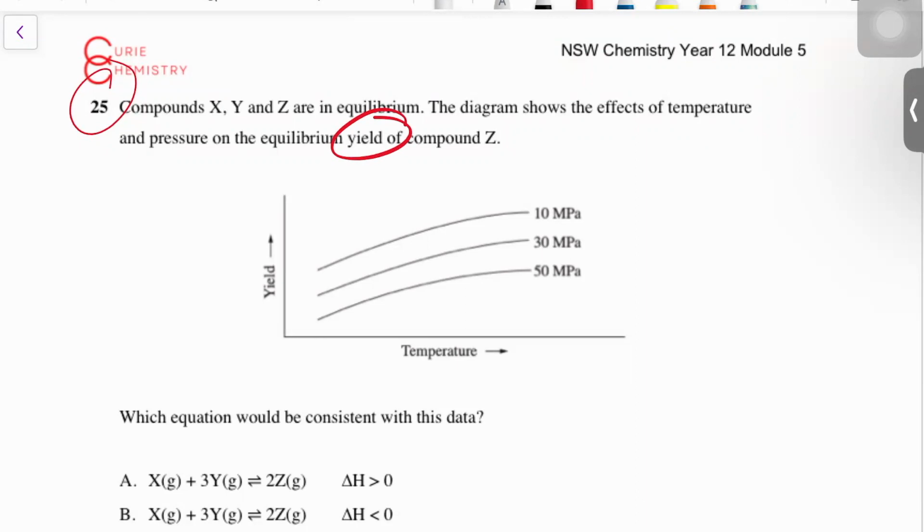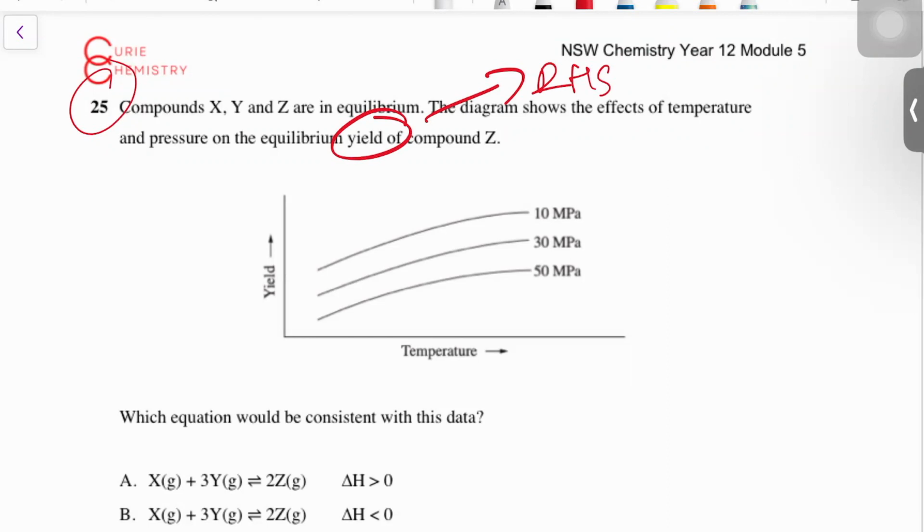The fact that you're yielding compound Z tells you that in your equation, compound Z has to be on the right-hand side of your arrow. So then you look at your multiple choice, everything with Z on the left has to go away. In this case, all of your Z is on the right, so that's all good. And then you have a look at your graph. They have temperature changes and pressure changes.